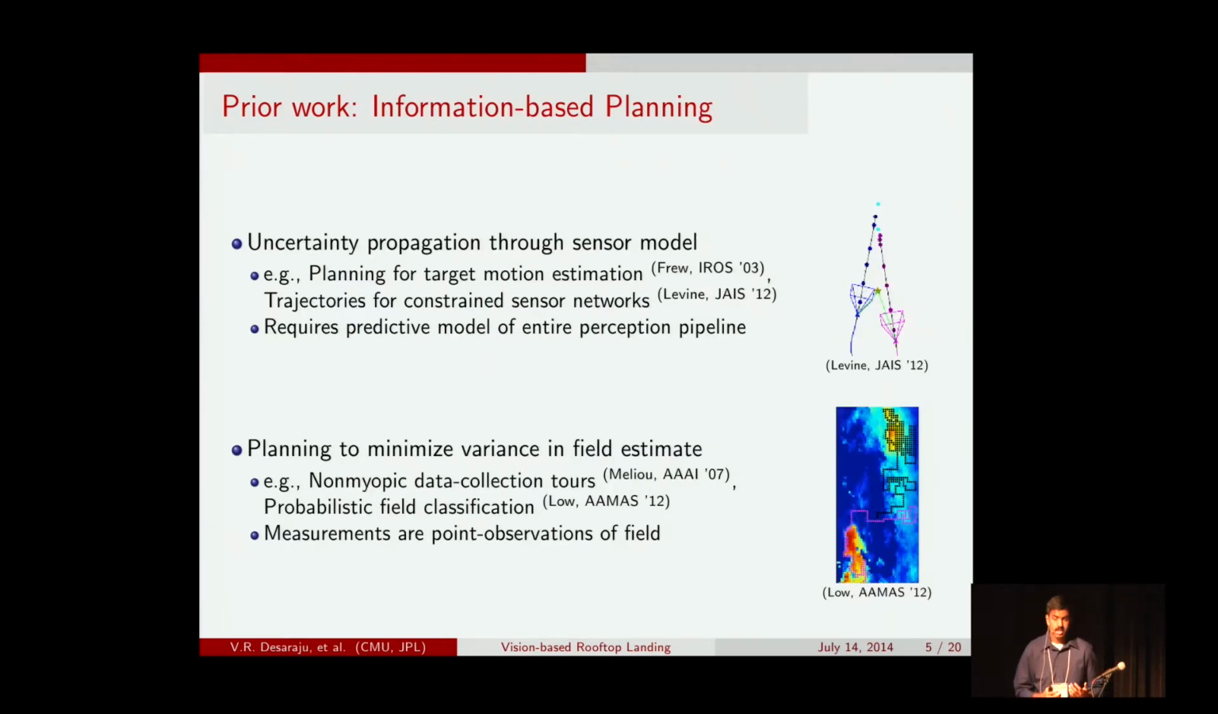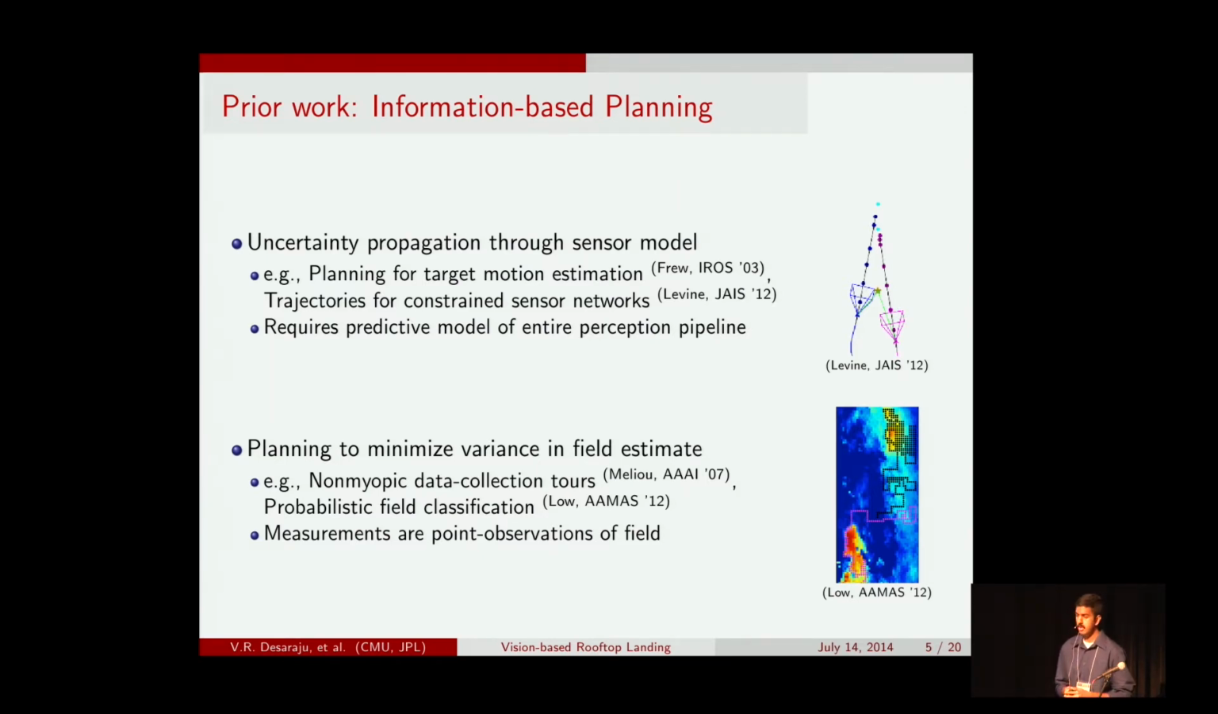In terms of the second challenge, there are many different information-based planning approaches that we could employ. Many of these approaches are based on the idea of propagating uncertainty through some sort of sensor model in order to estimate what the information gain will be over a trajectory. However, these approaches typically require a predictive mathematical model of the entire perception pipeline, which is reasonable if you have a simple sensor pointing target, as illustrated in this work. But if you have a more complicated perception pipeline, this just becomes intractable.